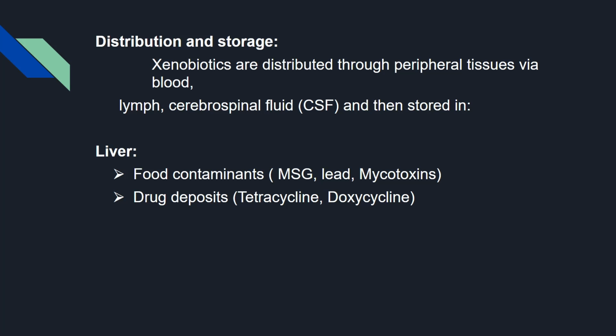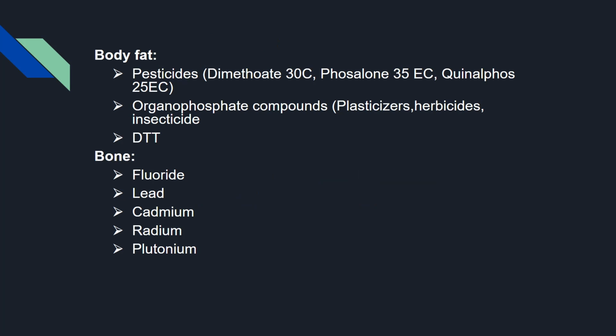Distribution and storage. Xenobiotics are distributed through peripheral tissue via blood, lymph, and cerebrospinal fluid, and then stored in the liver, which holds food contaminants and drug deposits; body fat, which holds pesticides, organophosphate compounds, insecticides and DDT; and bone, which holds fluoride, lead, cadmium, radium and plutonium.